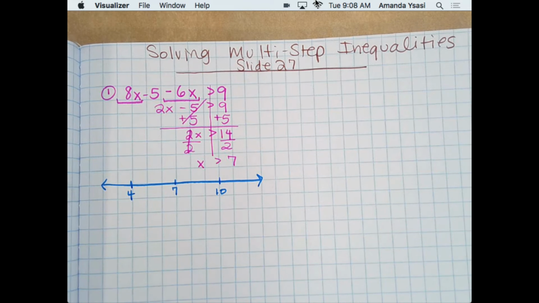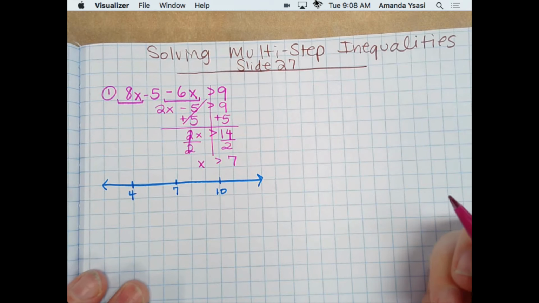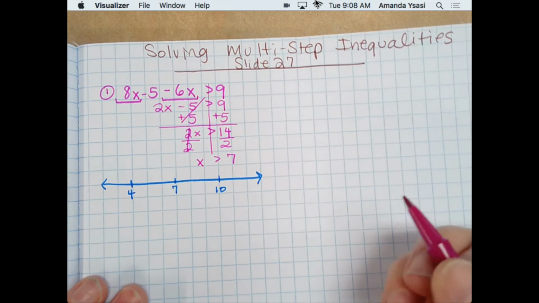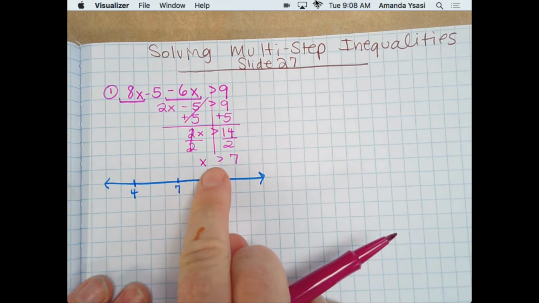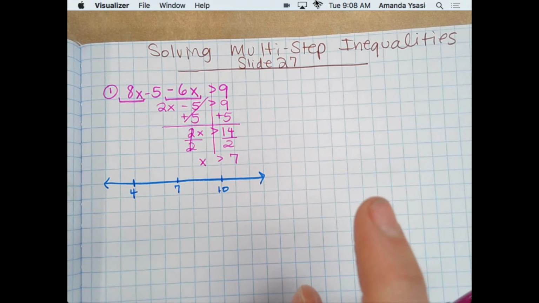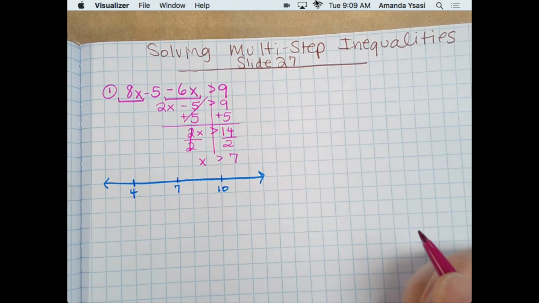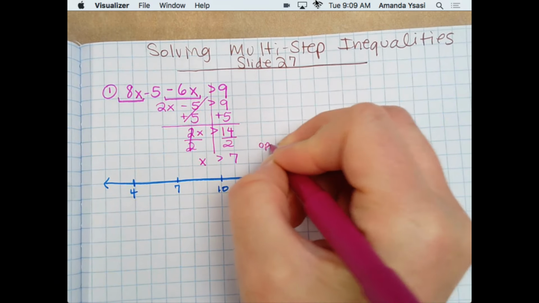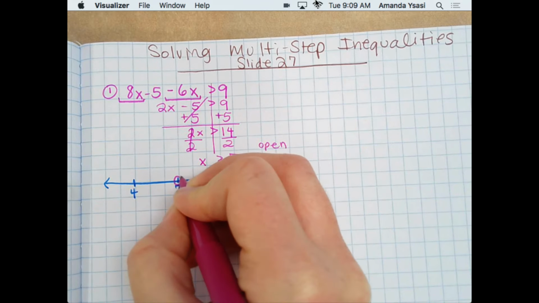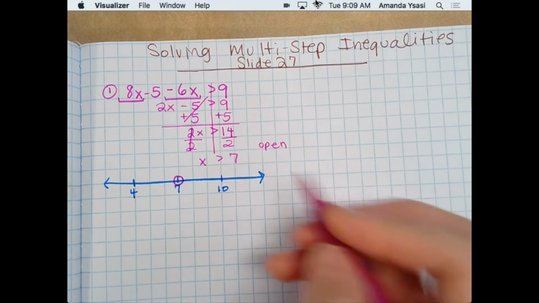Okay, so now we need to graph it. So let's write down how we're going to graph it, the description of it. This would be x is greater than 7. So if you need to refer back to slide 25, you can. Is it going to be open or closed? Open. Okay, so open circle on 7. And then which direction is it going? Right.